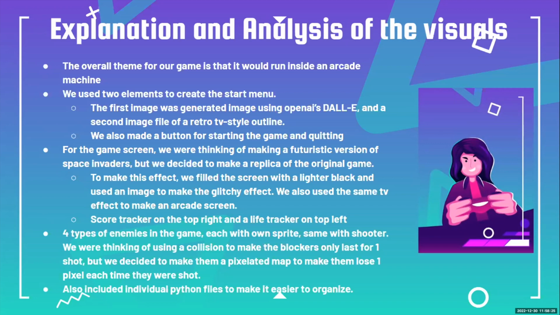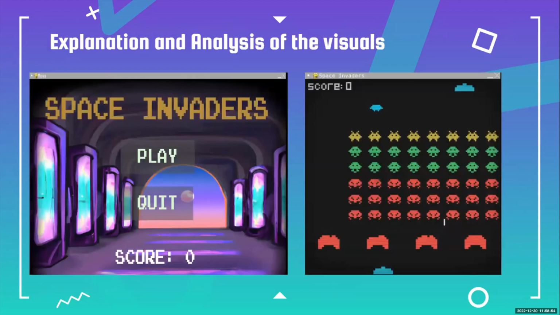While we were making the blockers, we were thinking of using a collision to make them only last for 1 shot. But then we decided to make them a pixelated map, so we could make them lose 1 pixel each time they're shot. We made individual Python files to import them as classes and to make them much easier to integrate into the main code. The next slide shows the 2 screens that we used. The left would be the start menu, and the right would be the game menu. That's basically it. I'll now hand it to Kemi to explain the deployment process.